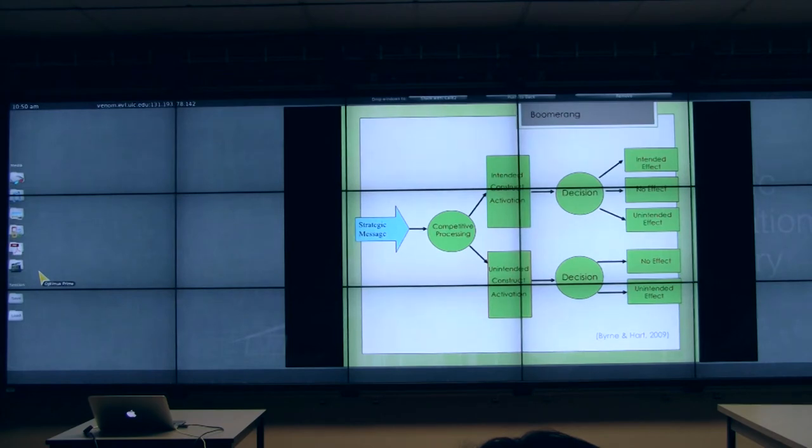It depends on your personality, on how you process, and also on how well the messages are designed. And so you can see, of the five possible outcomes, only one is what we wanted. So in other words, it's more likely that things go wrong than they go right. That's why you have to be very careful.